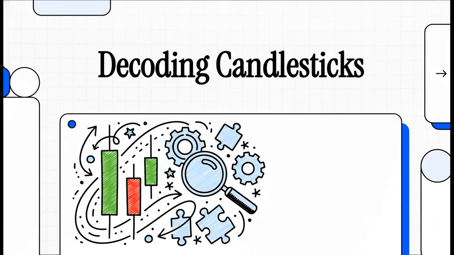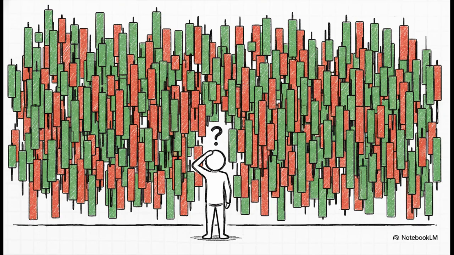Welcome to the Explainer. Today, we're going to decode one of the most powerful tools in finance, the candlestick chart. And by the end of this, we're going to turn what looks like a secret code into a language you can actually speak. You know, if you've ever glanced at a financial screen, you've probably seen something just like this. It's a wall of green and red bars that can look, well, pretty intimidating, right? Almost like you're not supposed to get it.